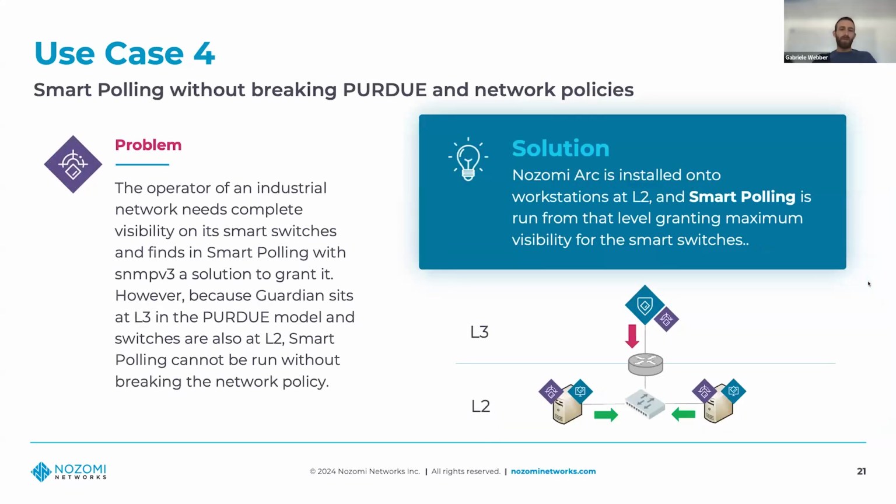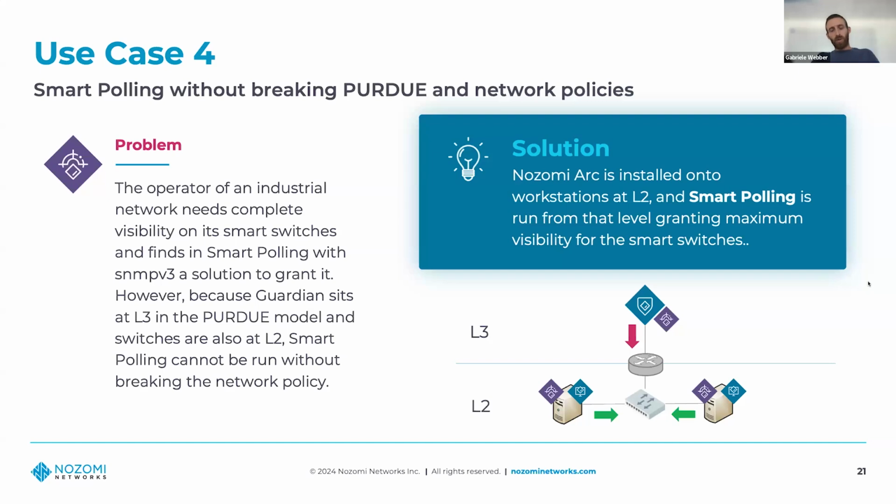So Brian mentioned several times the Purdue model, level 1, level 0. We came up with smart polling, our active queries, as mentioned in the beginning, technology back in 2018. This is great. It helps us a lot. But now combined with Arc, it reaches a new level of potential. And why? Because of the Purdue model.